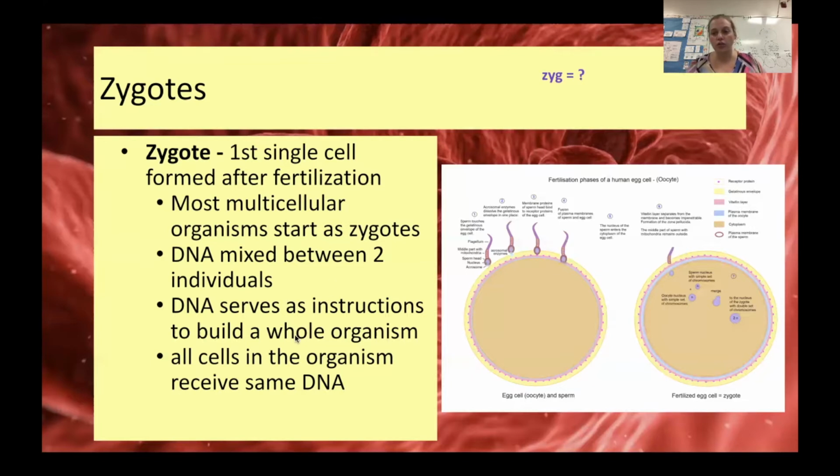So all cells receive the same DNA because zygotes divide by mitosis. But the cells are going to differ in the way they read that DNA based on, again, where they are.